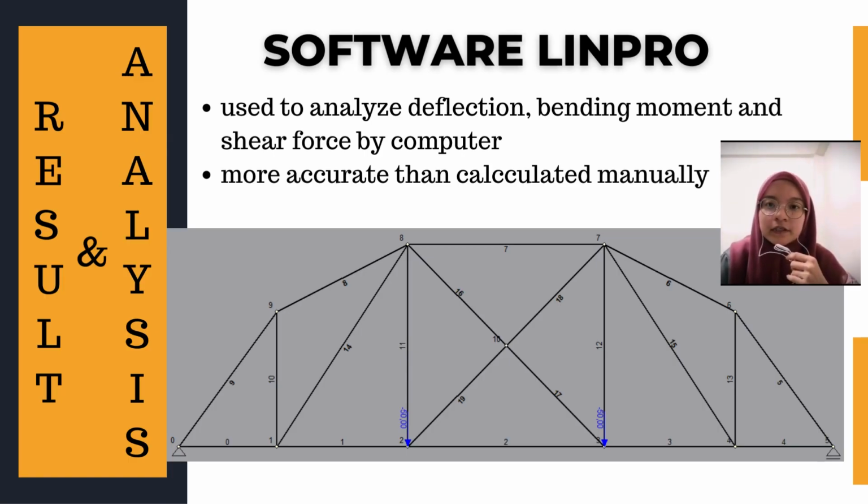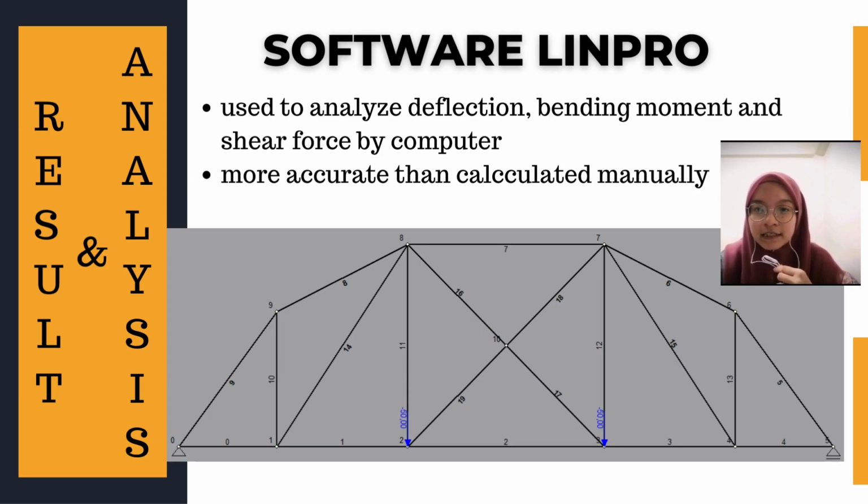My name is Edreena. So next part, the analysis of the bridge. There were analyses made by software and manual calculation. I will explain first about the result analysis of the bridge using LeanPro software. For software bridge analysis, we use LeanPro to get the deflection, maximum shear force and maximum bending moment. This is because software analysis can be more accurate than calculating manually.